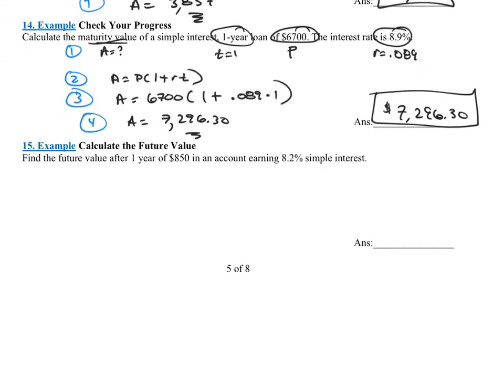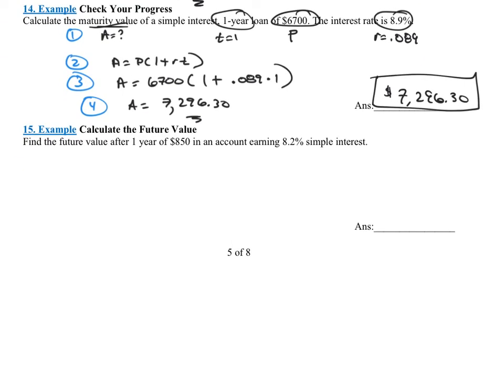Let's do the last one on this page, example 15. Find the future value after 1 year of $850, an account earning 8.2% simple interest. Again, we must assume that that's an annual amount. Notice this is a little bit different in that it's future value. Future value here just to me means this is an investment versus a loan, but it's no different. We're still solving for A. 1 year, it's in terms of years, so that's T equals 1. $850 is my initial investment. 8.2% is my interest rate, so R equals 0.082.